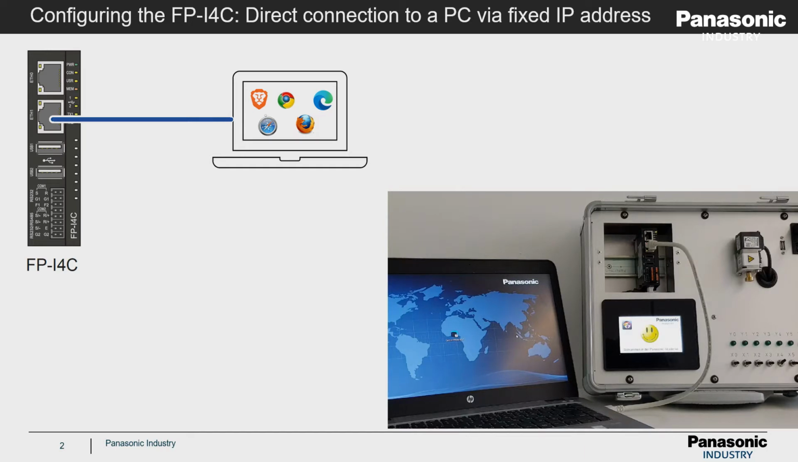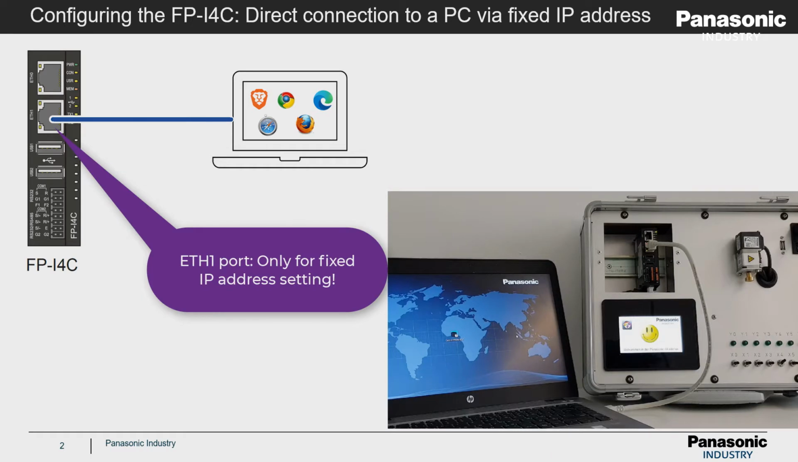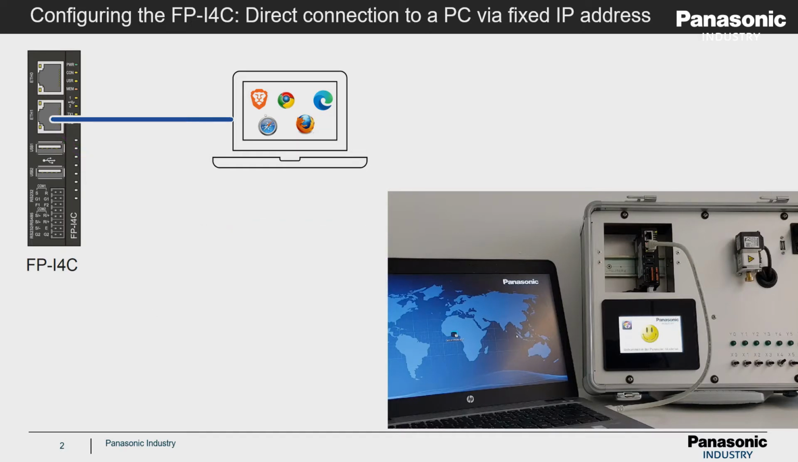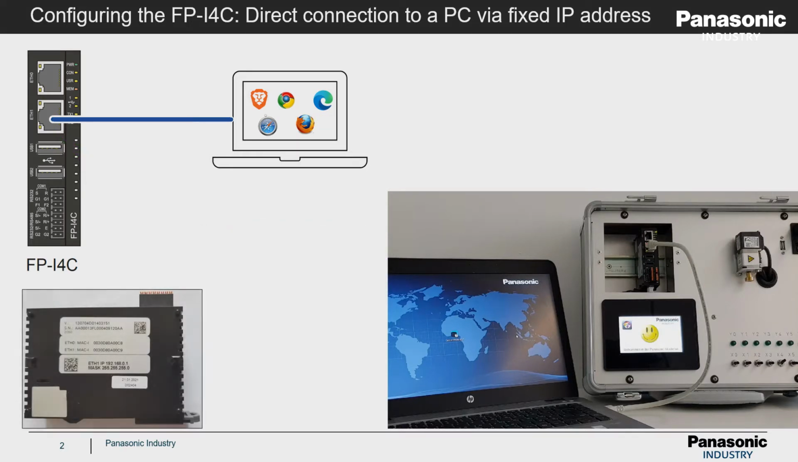The FP-I4C comes with two Ethernet connectors and two possibilities to connect. First possibility to connect is using the second Ethernet connector on the FP-I4C to establish a connection with the factory default IP address 192.168.0.1. This default IP address is also printed on a label attached to the housing of the unit.